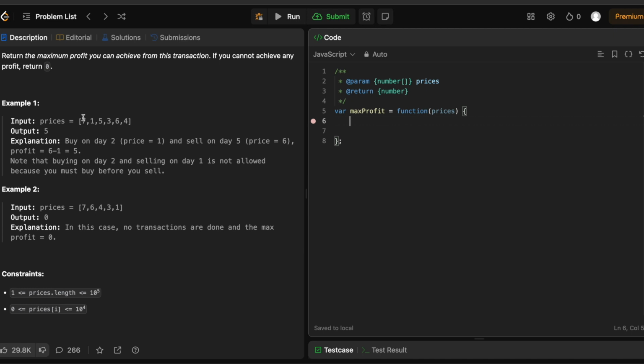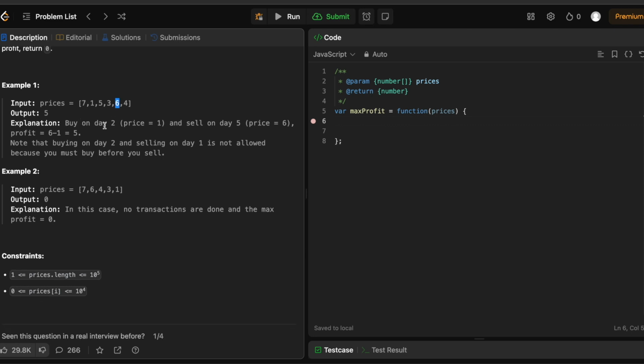Given an input of 7, 1, 5, 3, 6, 4, which represents different days and different stock values based on that day, you need to output the maximum profit. And in this case, it's going to be 5. Why is that? The lowest price you could have bought this stock at was at $1, and you could have sold it at $6.